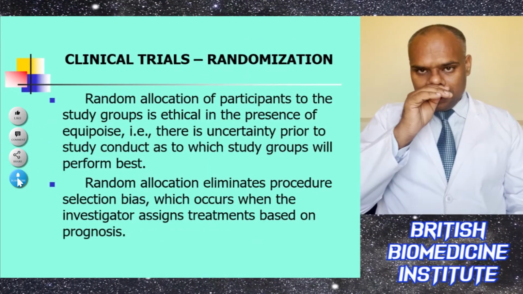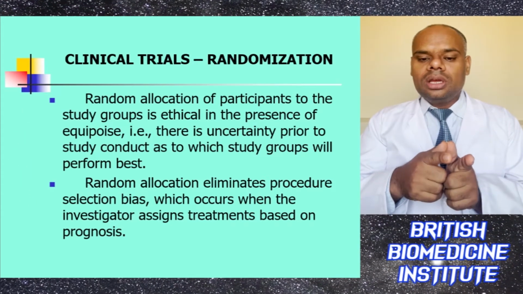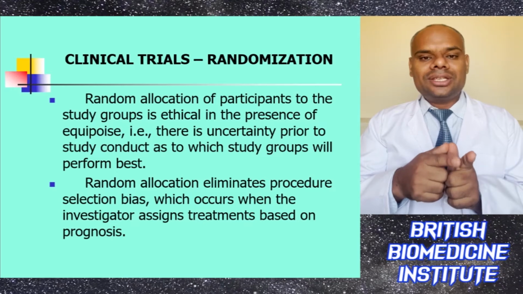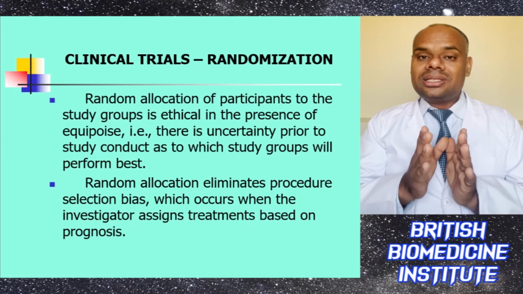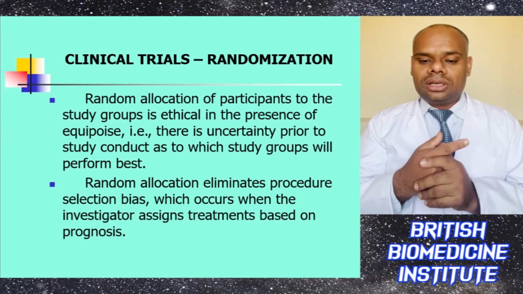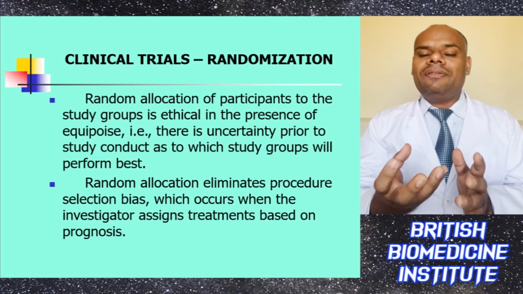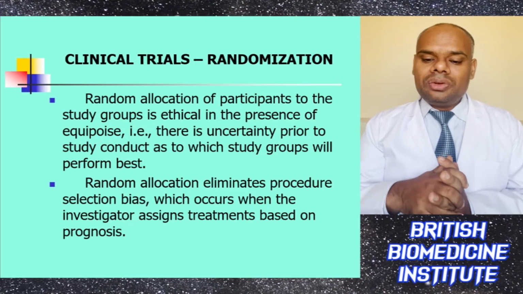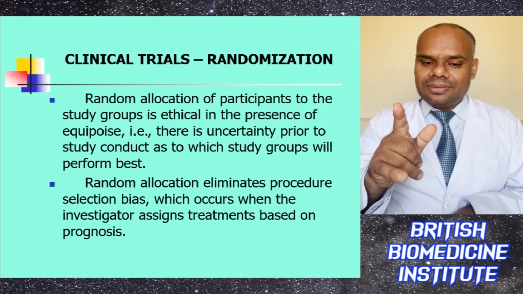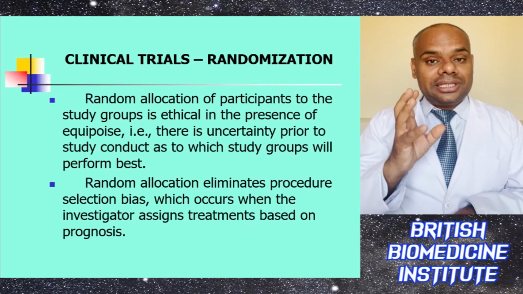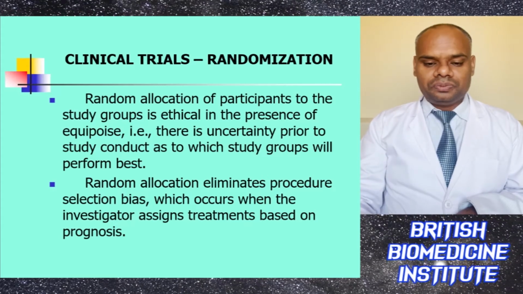Randomization. Basically, it is a random allocation of subjects to the study group, which is ethical in the presence of equipoise, because there is uncertainty prior to study conduct as to which study group will get the best available treatment. Random allocation will eliminate procedure selection bias, which occurs when the investigator assigns treatment based on the prognosis.